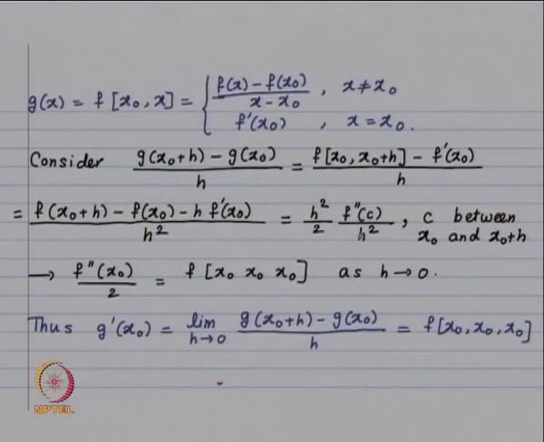Now, we are going to let h tend to 0. So, when h tends to 0, c which lies between x 0 and x 0 plus h, will tend to x 0. And using that, we get f double dash c by 2 tending to f double dash x 0 by 2, which by definition of divided difference is the divided difference of f based on x 0, x 0, x 0, x 0 repeated thrice. And thus, g dash x 0 is f of x 0, x 0, x 0. We had already proved that g dash of x is the divided difference of f based on x 0 x x, and now that formula is valid for x equal to x 0.